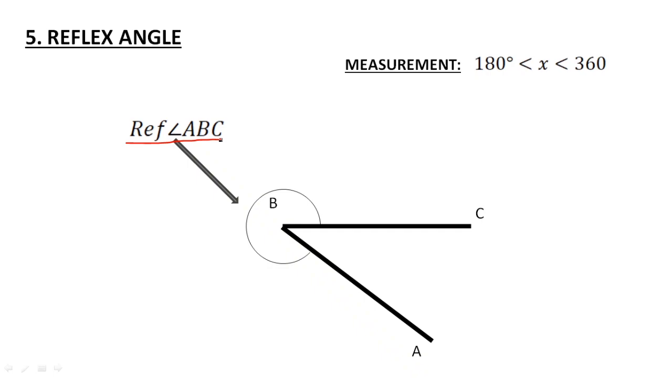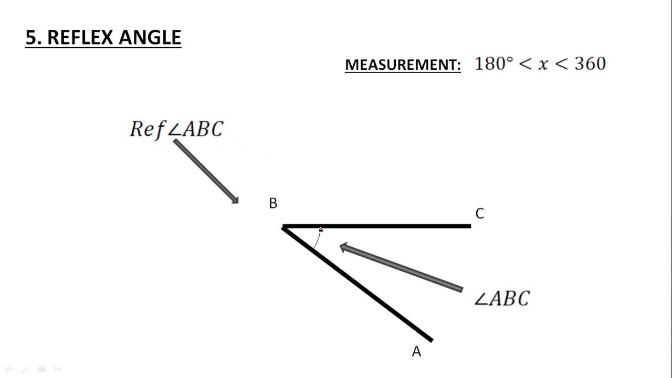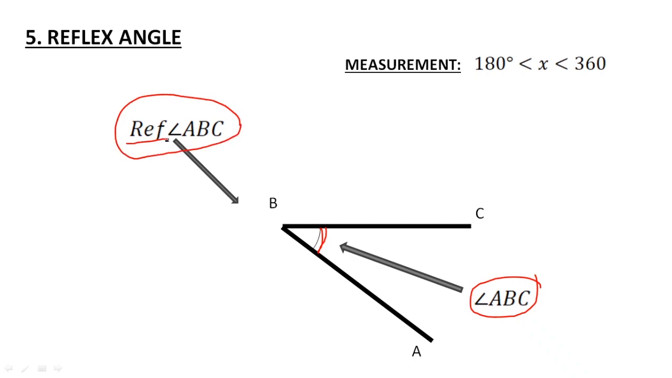So we do not write it as ABC. Why? Because if we write ABC, it is understood as this angle here. Normally what we write is a representation of an acute angle, a right angle or an obtuse angle. But if it is more than 180, we must write it this way. That means reflex should be there.